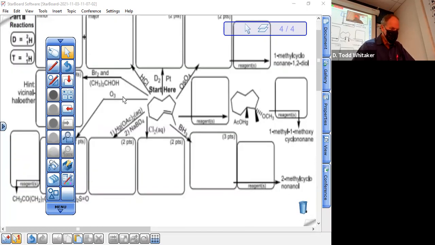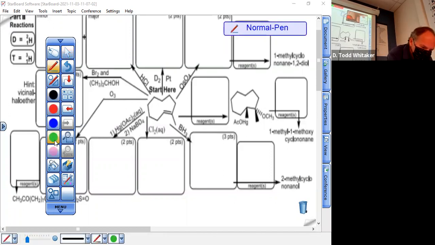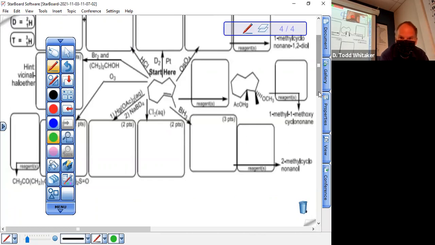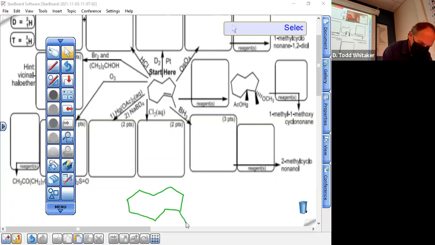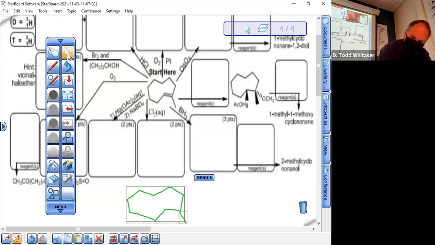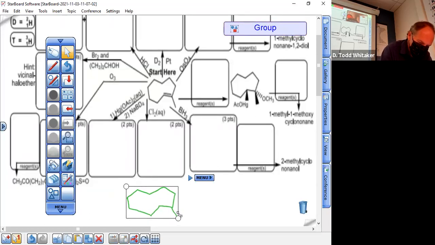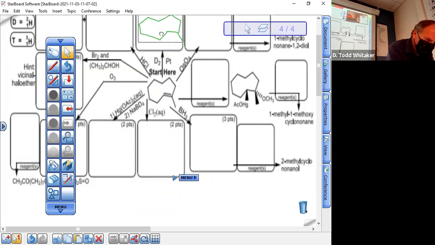All right, so I'm going to draw my ring once nicely down here. I'm going to draw the rings without the pi bond because we're reacting the pi bond. And I think that's nice enough. And we'll group it, make it a little smaller so it fits in our boxes, and start putting it everywhere.